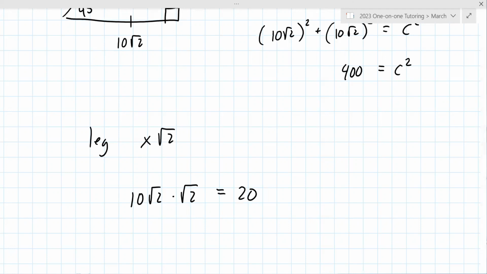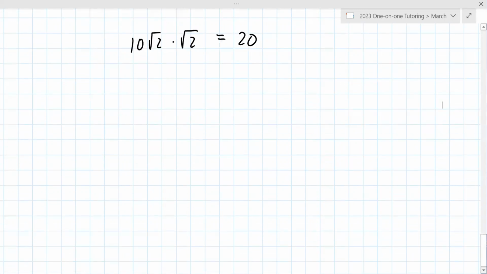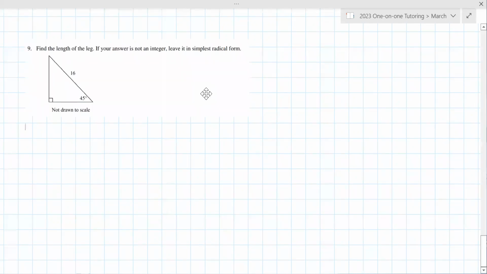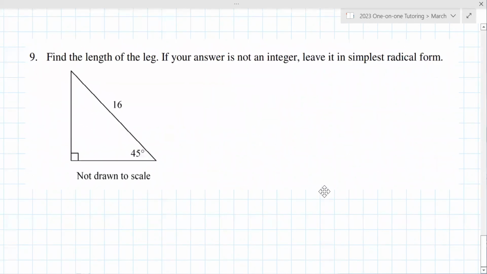All right, so are you ready to work on a related problem to this? Yes. Okay, so let's look at a new problem here. I want you to look at this problem and tell me whether they're giving you the leg or the hypotenuse.